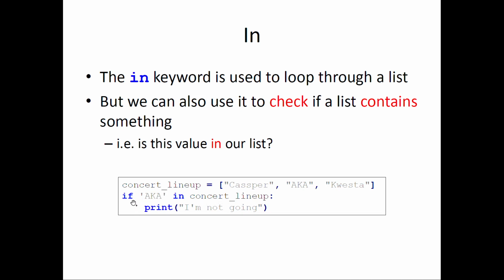Now, let's unroll this one. Is this guy aka? This is Casper. This is aka. That's not true. This is aka. This is aka. Then that is true. And since it is true, I'm not going to that concert because aka is in the lineup. That's literally what this code is doing, right? It's a very nice feature to have as well.